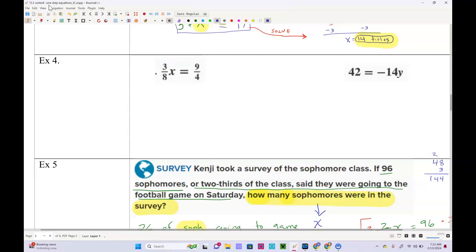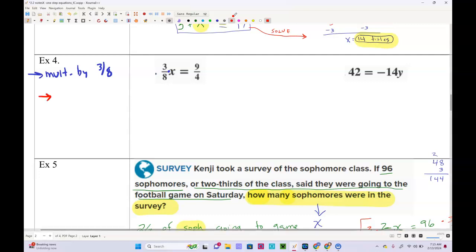Well, what you could do is you could say, what are we doing to x? We are multiplying by 3/8. So let's just think about what we're doing to x. We are multiplying by 3/8. I could ask you, what's the inverse? What's the opposite of multiplying by 3/8?